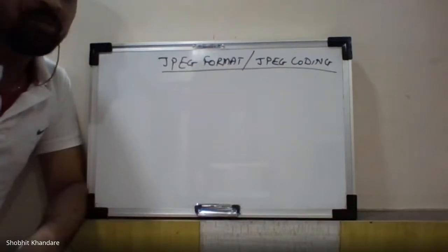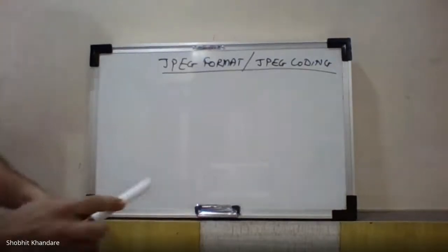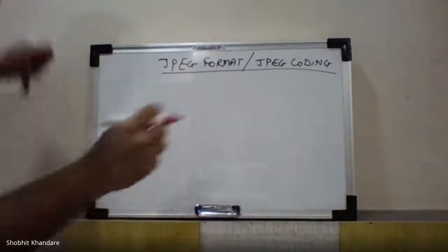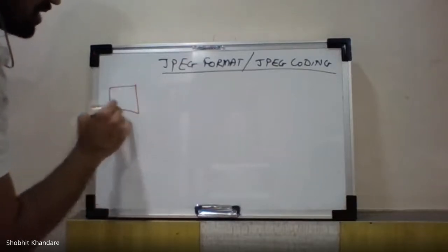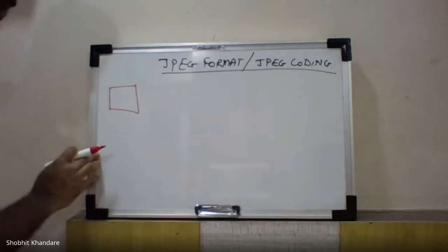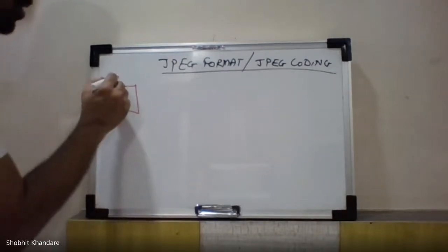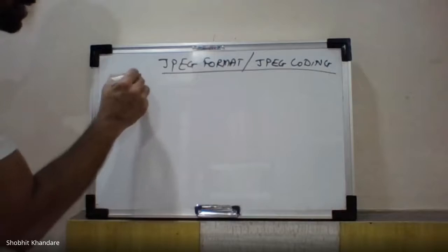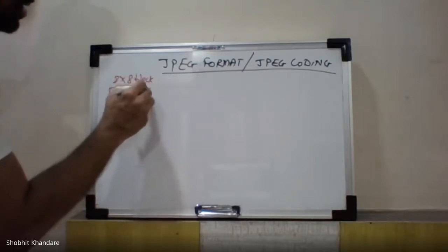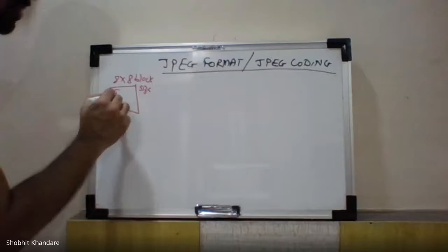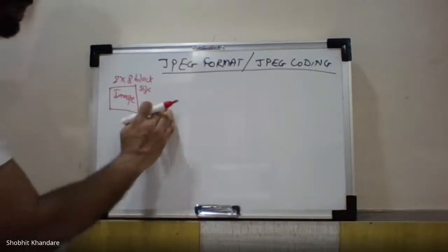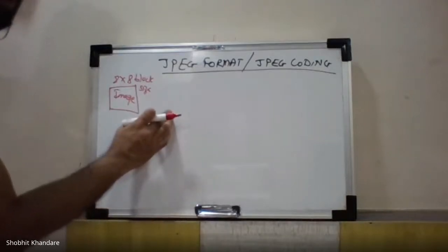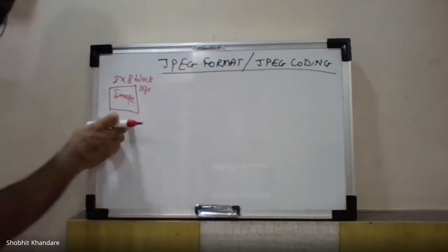Where will you place this DCT? We will start with the block diagram, so you can draw it along with me. You have an image, and this image should be of 8 by 8 block size. I am giving you the block diagram in general now; I will explain the specific blocks afterwards.